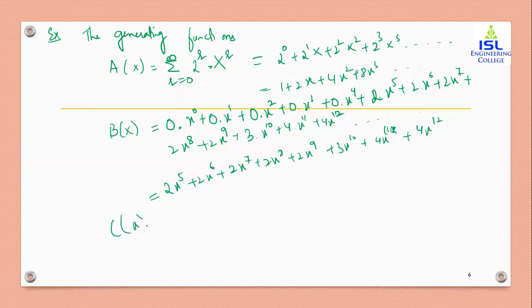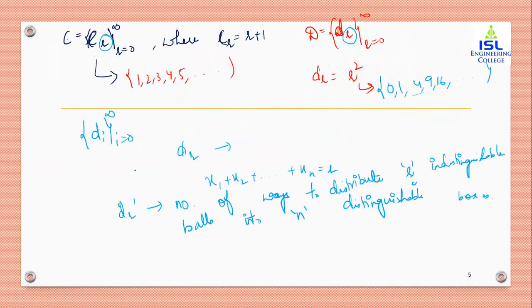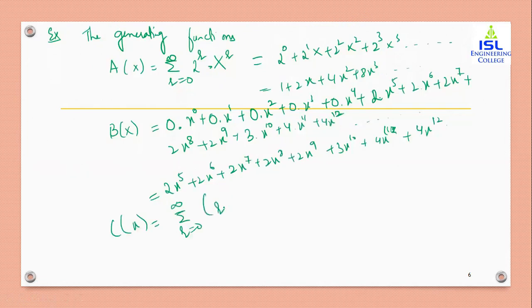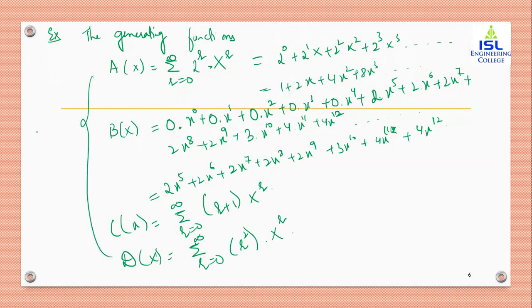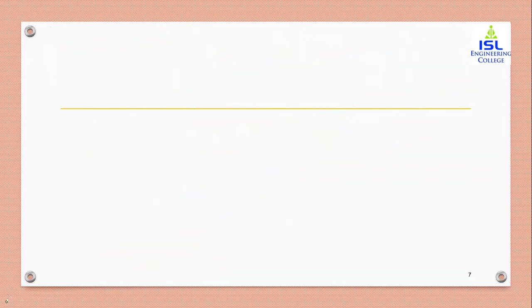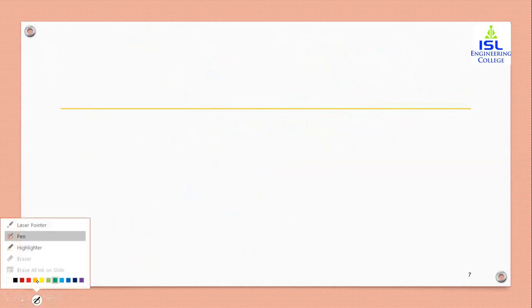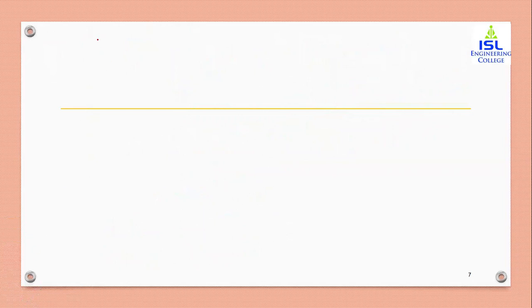For c of x, you can just write it directly. R is equal to 0 to infinity. What was our cr, the sequence? The sequence was r plus 1. So r plus 1 into x power r, and b of x can be written as r is equal to 0 to infinity r square into x power r. So these are the generating functions of your sequences A, B, C, D that we have studied. So if I want to define the generating function, I can define it in this way.